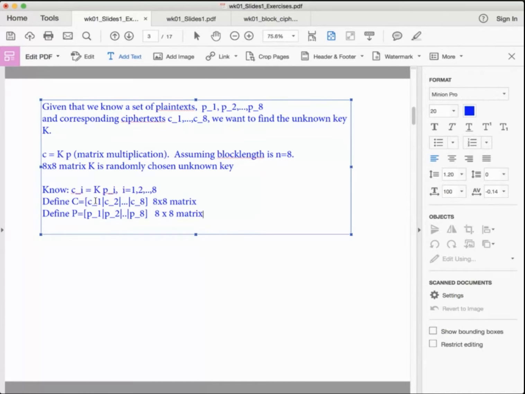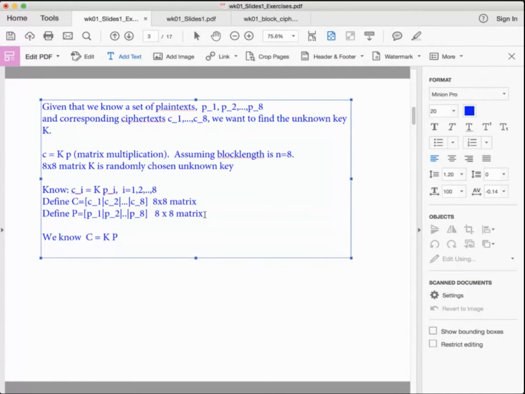Now, each Ci is K times Pi. And since you've ordered them in the same way, this means that the matrix C is K times the matrix P. Because that's how matrix multiplication works, right? Everyone okay with this? Excellent. So, how can I solve for K?